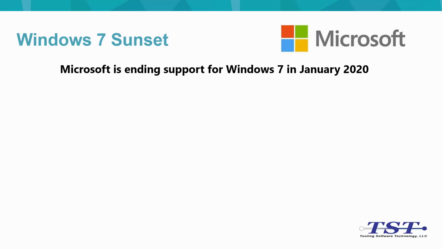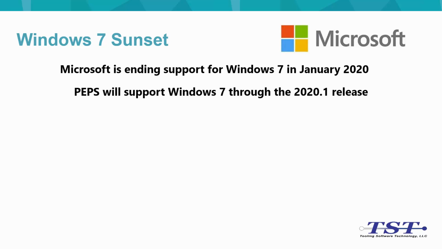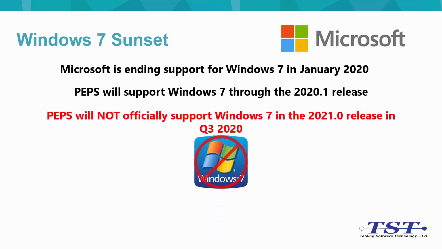Windows 7 sunset. Microsoft is ending the support for Windows 7 as far as January of 2020. Peps will continue to be supported on Windows 7 through the 2020.1 release. Peps will officially not be supported with the Windows 7 operating system as of the 2021.0 release coming in Q3 of this year. What that means is that Peps will still continue to operate on the Windows 7 system, and you can still go through and install it.